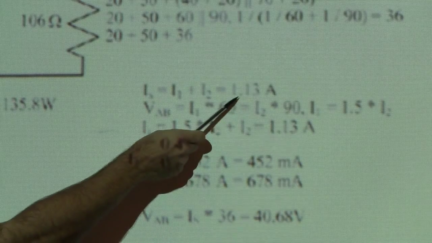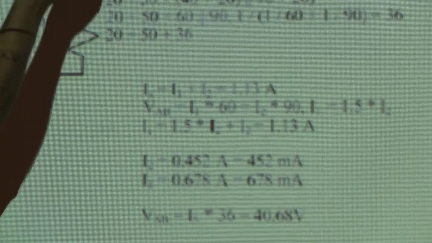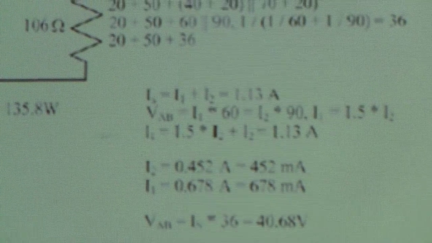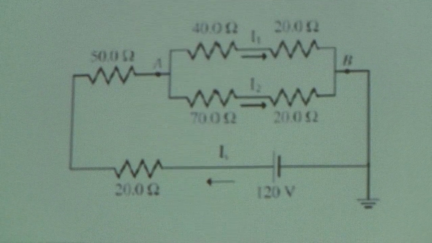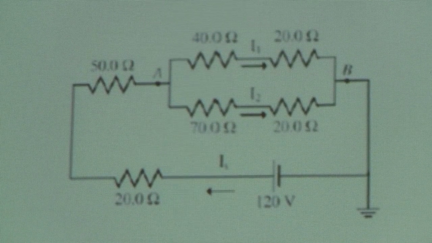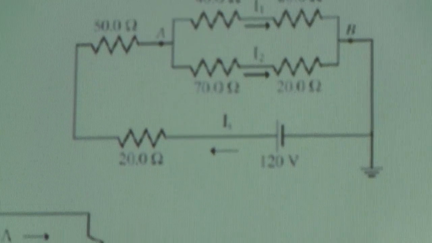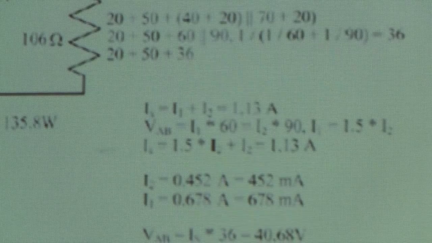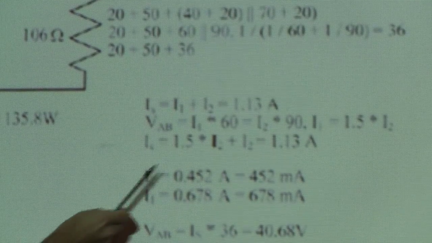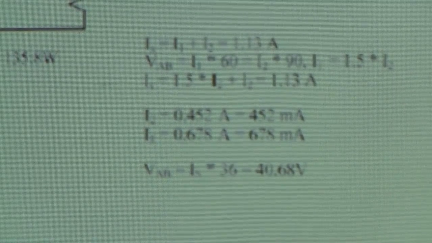So I know the sum is 1.13 amps. I know that the potential difference, and I'm measuring from A to B, so that means the potential of A minus the potential of B, is the same for both of these legs because they're in parallel. So I just set up my relationships, and I say that 60 ohms times I1 is the potential, V equals IR, of AB. It's also equal to I2 times 90, the other side of the leg. So doing a little bit of algebra, and I won't bore you with the details, you end up that I2 is 452 milliamps and I1 is 678 milliamps.